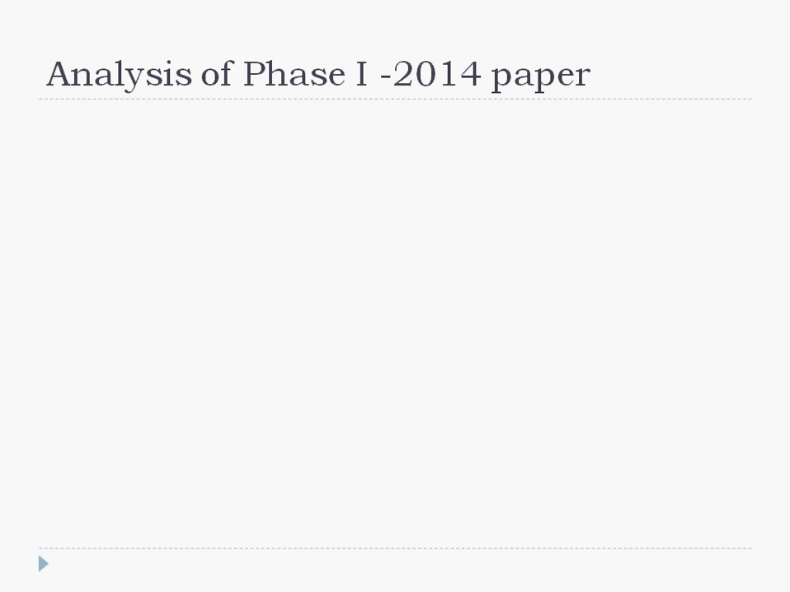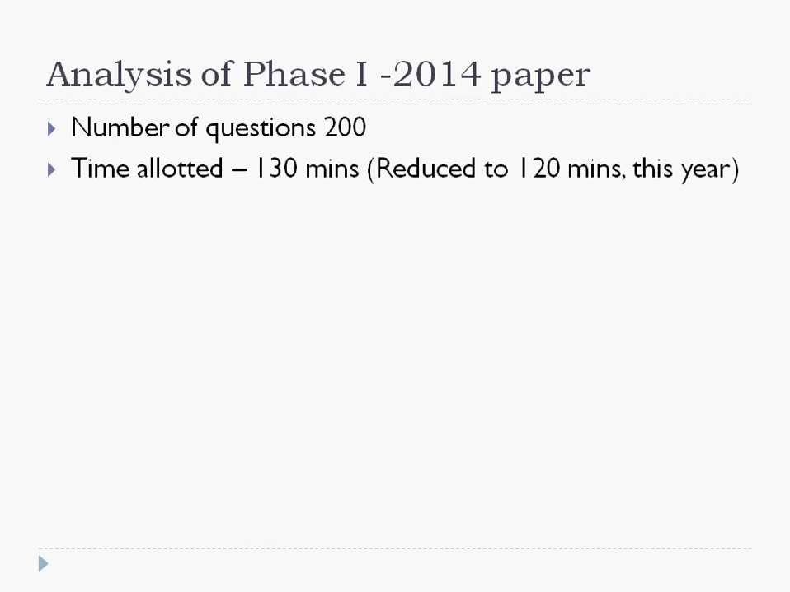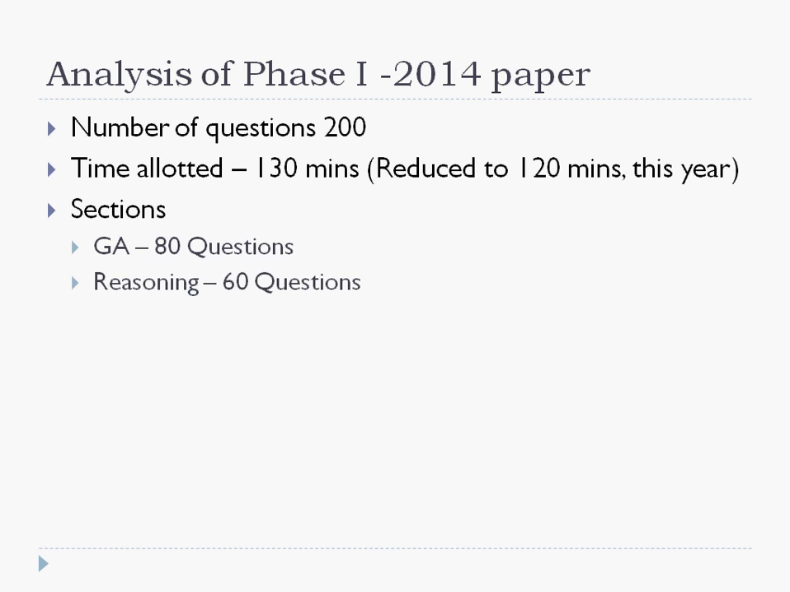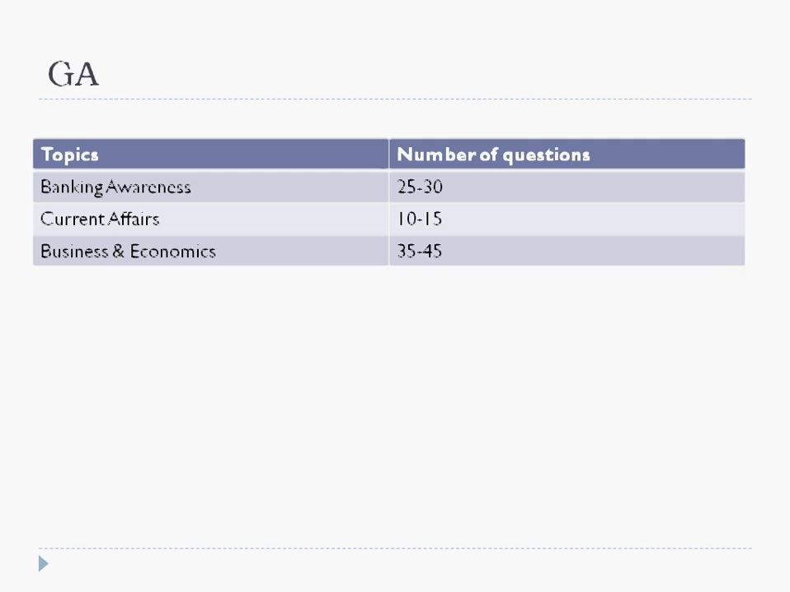Now let's look at what happened in the phase 1 paper in 2014. There were 200 questions and the time allotted was 130 minutes. This has been reduced to 120 minutes as per the notification this year. The sections were general awareness with 80 questions, reasoning with 60 questions, then quantitative analysis, which consists of maths and DI, with 30 questions, and English, again 30 questions. So you can see that the paper is highly biased towards the general awareness and reasoning sections. They constitute around 140 marks and 140 questions.